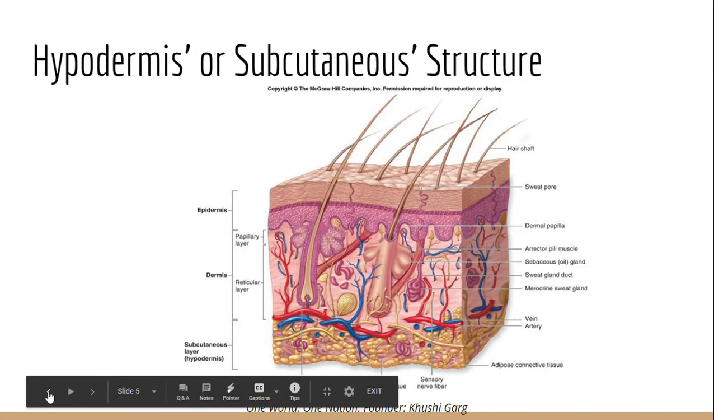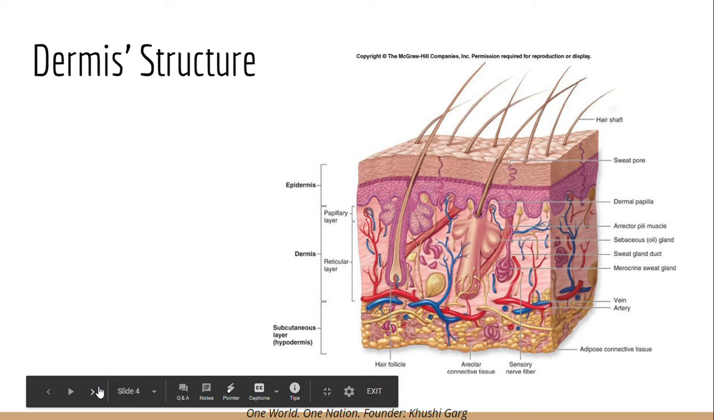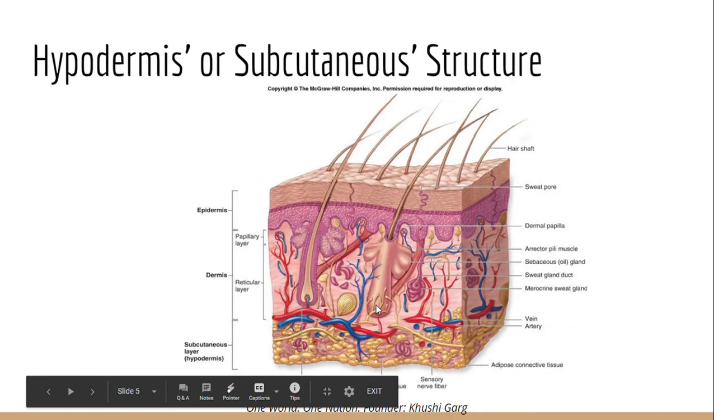The hypodermis lies below all of the skin and is thus known as the subcutaneous layer, because cutaneous means relating to the skin and sub means under. This layer is composed of areolar tissue and adipose tissue, which basically means that it's responsible for storing fat and insulating the body.